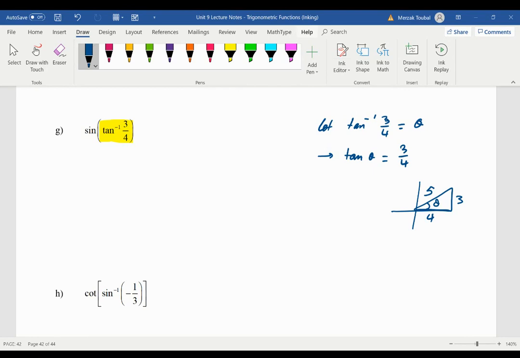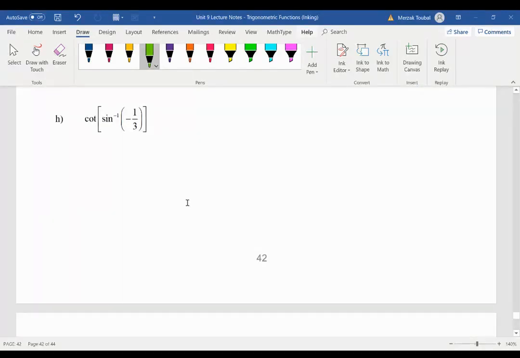Okay, now, what did we say about tangent inverse of 3 over 4? We said it's theta. What is sine of theta on this triangle? Sine is opposite over hypotenuse, so 3 over 5. So you do it one step at a time. One step at a time. Let's work on this one.